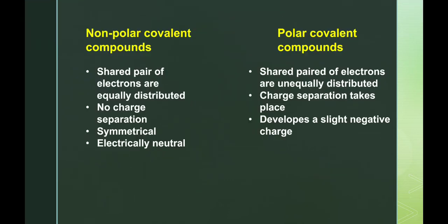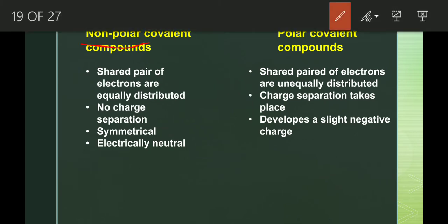Now, there are two types of covalent compounds. One is the non-polar covalent compounds, another is the polar covalent compounds. Non-polar covalent compounds means the shared pair of electrons present between the two atoms is equally distributed. For example, X and Y, two electrons equally distributed. Both the electrons are shared by the two atoms. So this shared pair of electrons is equally distributed.